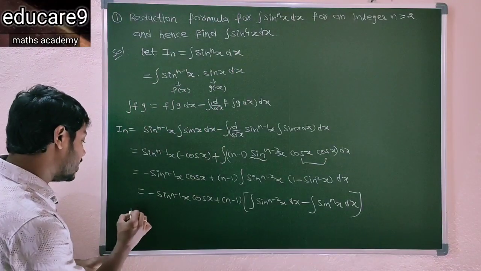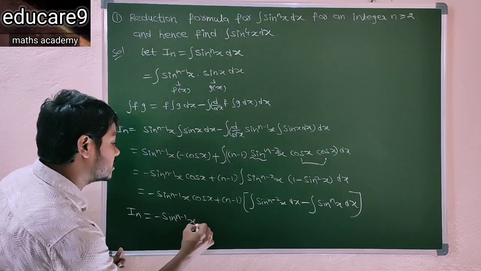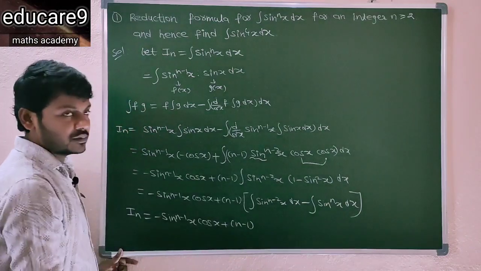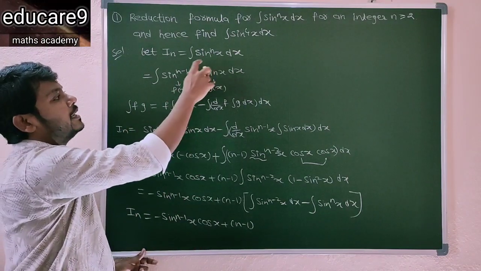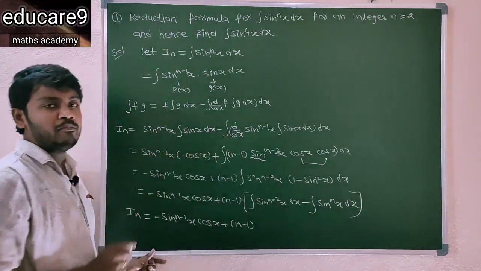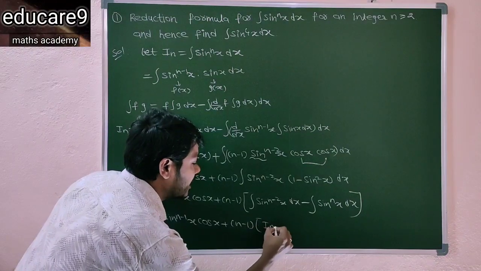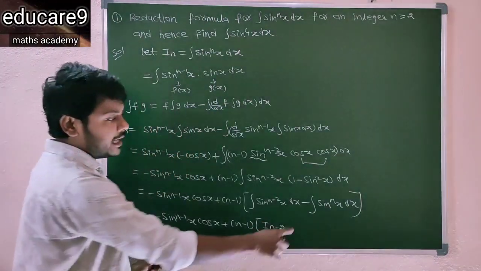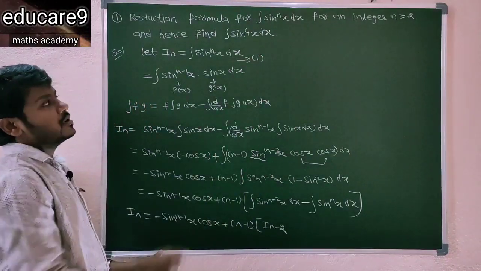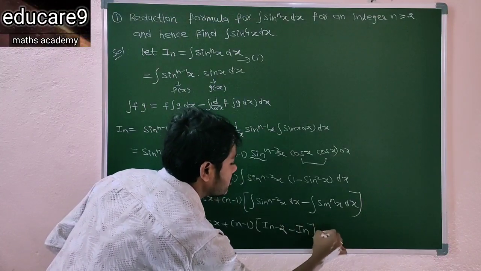So therefore In is equals to minus sin power n minus 1x cos x plus n minus 1 into. So you know that integration of sin power nx dx is In. So here integration of sin power n minus 2, so clearly, this is In minus 2. And here integration of sin power nx dx is what? In. So this is minus In, from equation 1.